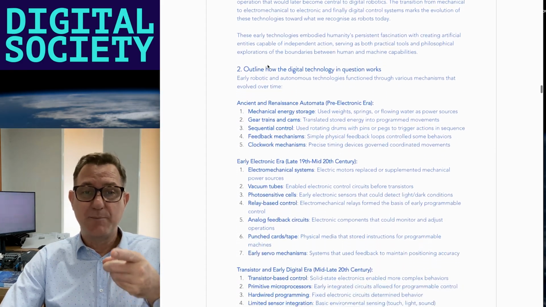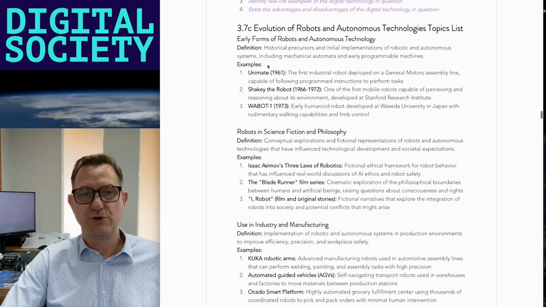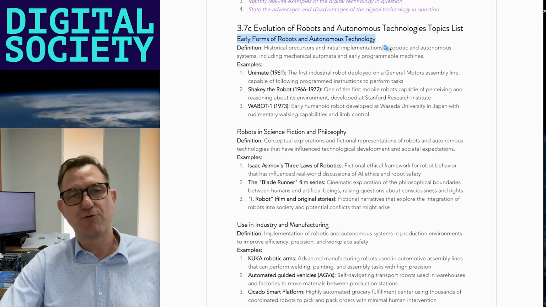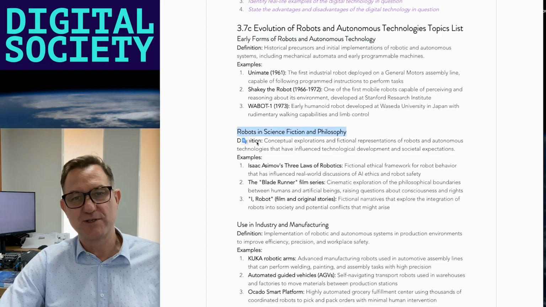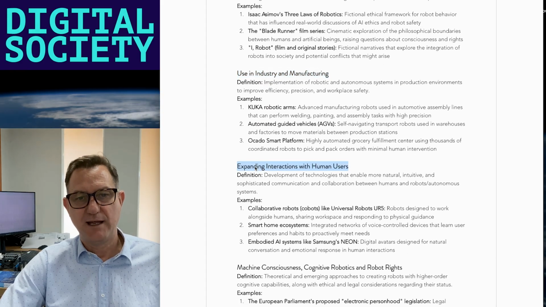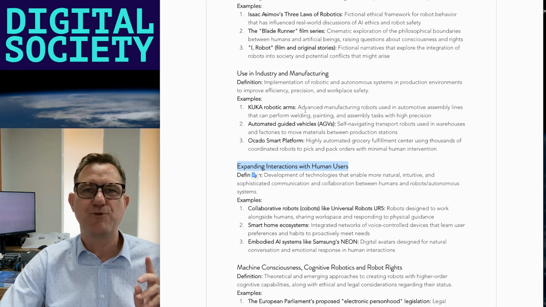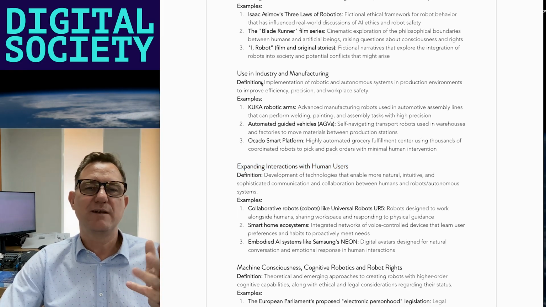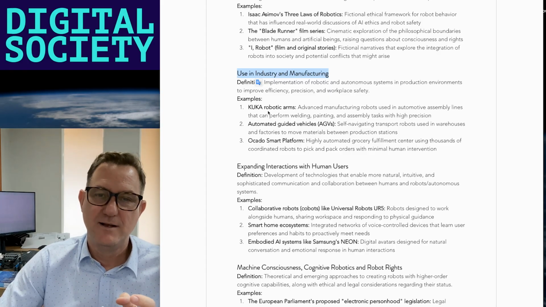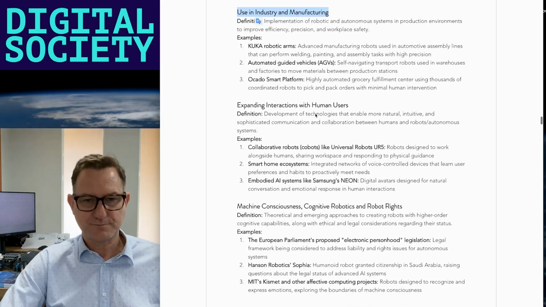So here's my example answers to those 4 questions, and now it's your turn. So the main areas. So first of all, the first topic, early forms of robots and autonomous technology, robots in science fiction, use in industry and manufacturing. Now, as you can see, I've just given a very brief definition and example. Now, if you're really short of time, if you just understand what all of these words mean and you've got an example, that's great. But if you've got a little bit extra time, this is when you want to dig a bit deeper.